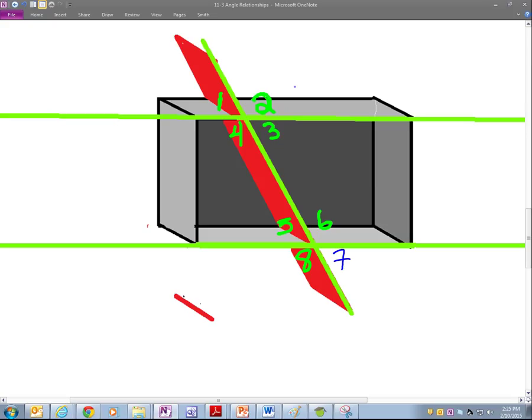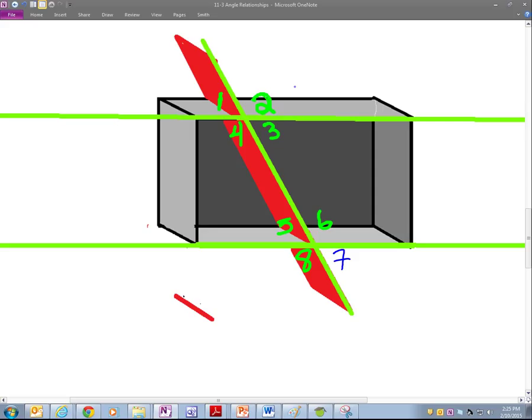Now, alternate interior angles. Alternate means it is not adjacent. Okay, adjacent means right next to. Is that a vocab term in there? Good. Adjacent means right next to. Alternate means not right next to.